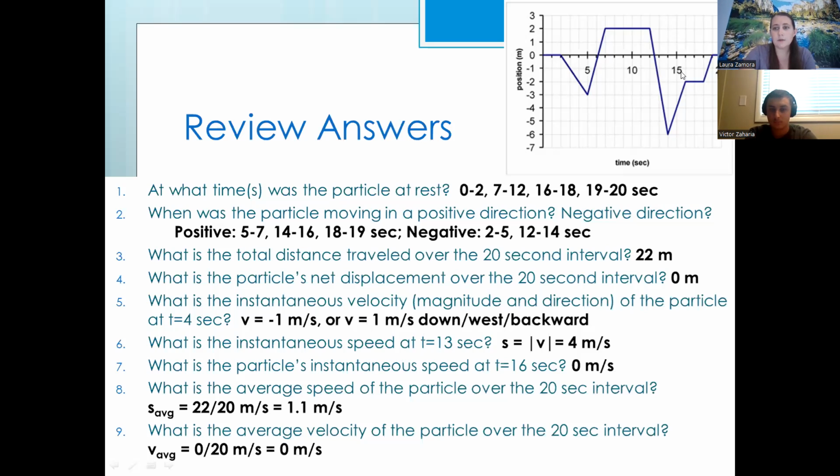Okay, question, how do we get number 6 again? So number 6, the instantaneous speed at 13 seconds. It's in this section, right? 13 seconds would be right here, which is within this section of the graph. So we take the slope of this section, which would be -4 meters per second. And then the speed is just the magnitude of that without paying attention to the direction. So that would be 4 meters per second.